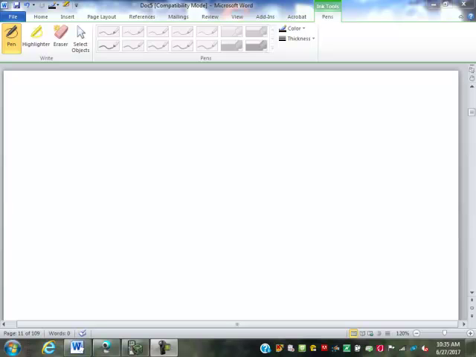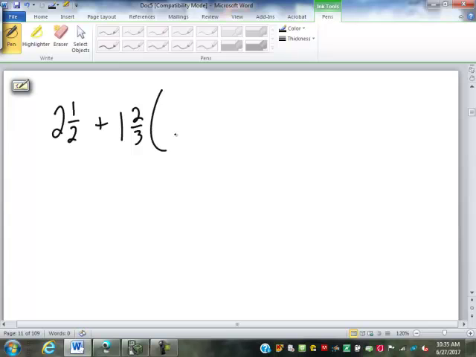Okay, so we've worked with these fractions. Now the next step is to look at combined operations with fractions and mixed numbers. So just like we did with whole numbers, we can have something like this. 2 1/2 plus 1 2/3 times (3/4 plus 3/8 times 2/3 minus 1/2) plus 3 1/4.